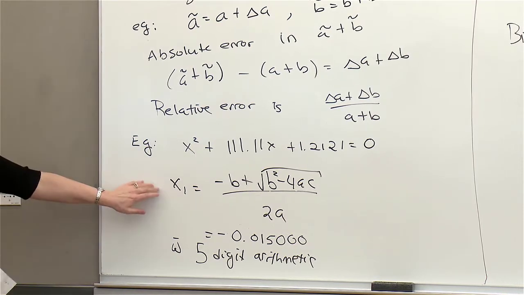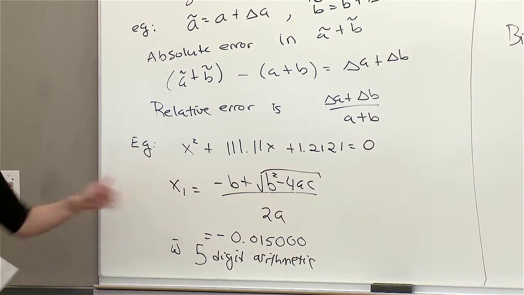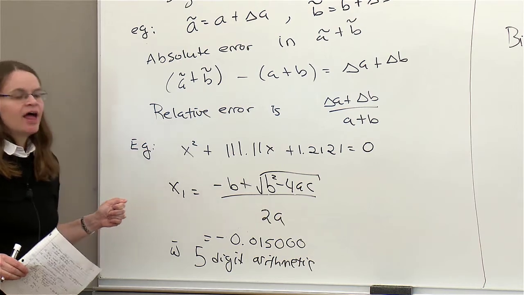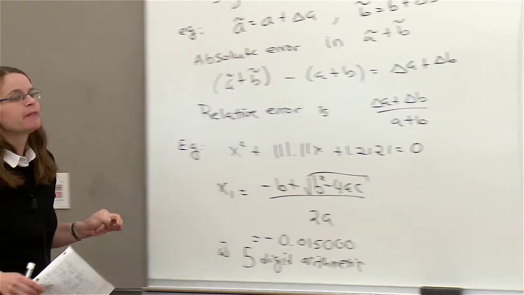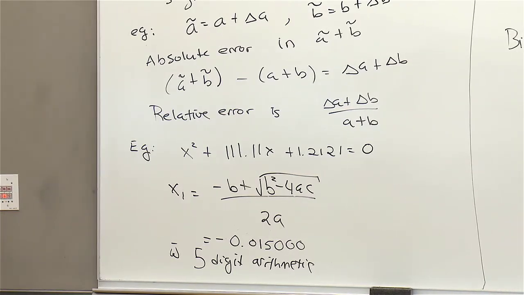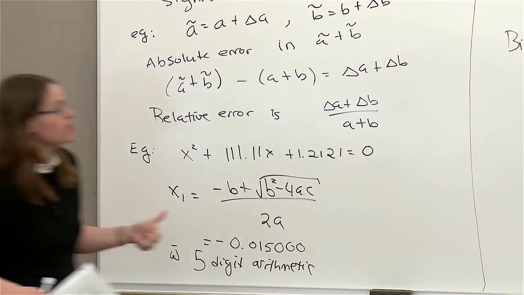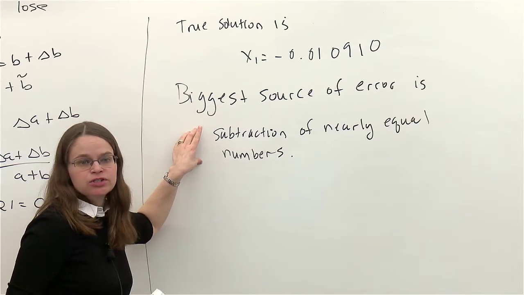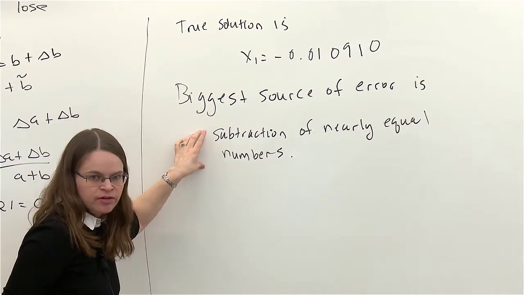I still want to solve this quadratic equation, and I still only have 5 digits I can work with. Rationalize. I can rationalize, exactly. So you can be clever, right? You can be aware that this kind of thing is bad. This kind of thing has the potential to lead to very large relative errors.